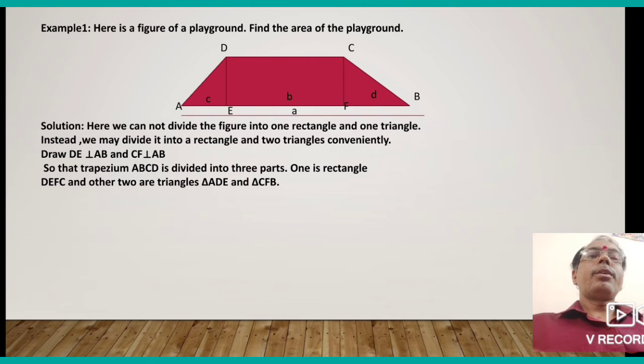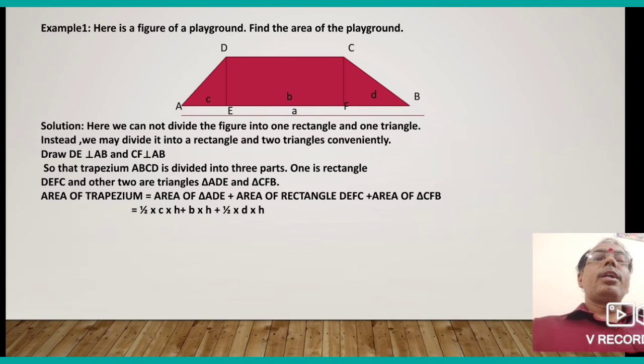That is, draw CE perpendicular to AB and CF perpendicular to AB. Okay, DE and CF are the perpendiculars, so that trapezium ABCD is divided into 3 parts. One is a rectangle, DFEC is a rectangle, and the other 2 are triangles ADE and CFB.